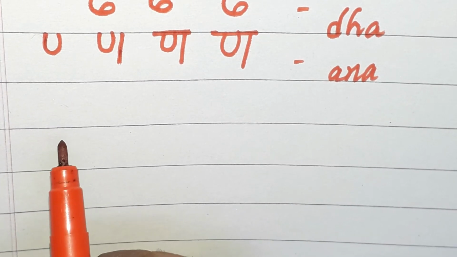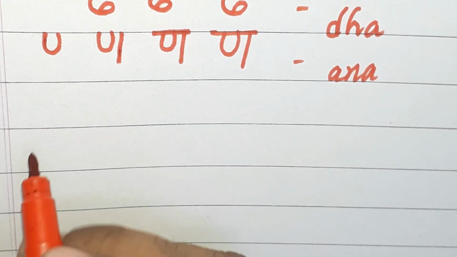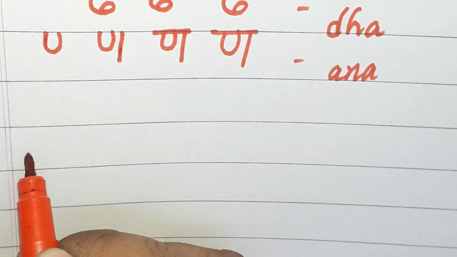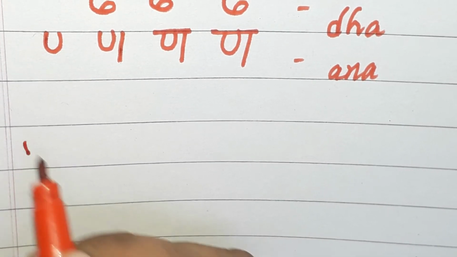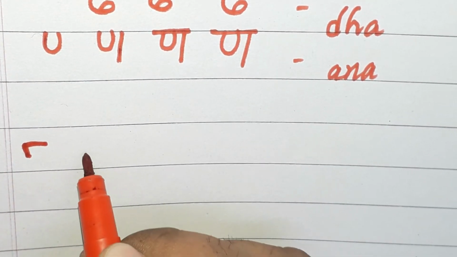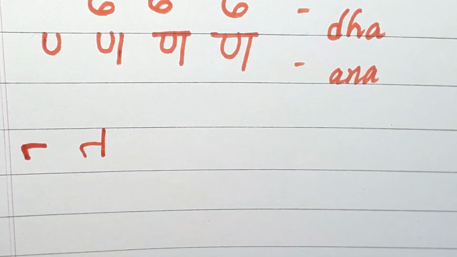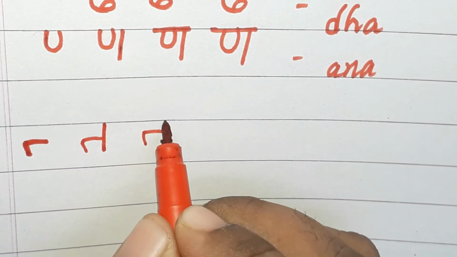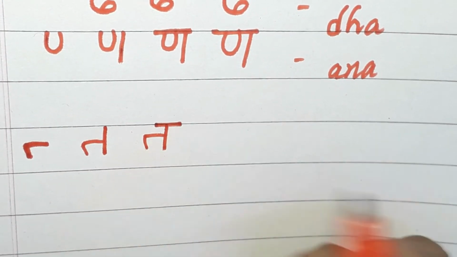Next letter we will learn is ta. We'll see how to write ta. See here, first we will write like this. From the middle of this line we will start. This is the first step, the second step is like this, and the third step will be like this in a sleeping line.